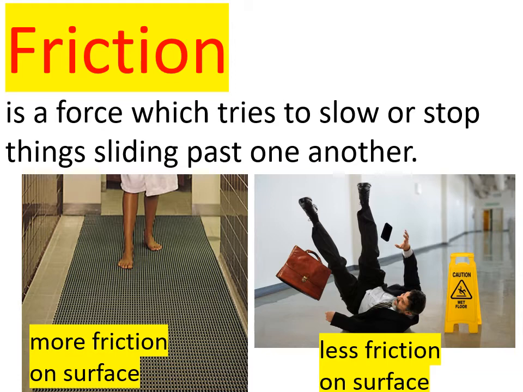The picture on the left shows a surface with more friction. Notice the man is not sliding or moving fast. But in the picture on the right, the floor, the surface, has less friction, and the man is moving fast or sliding.